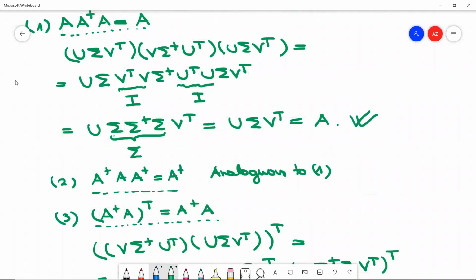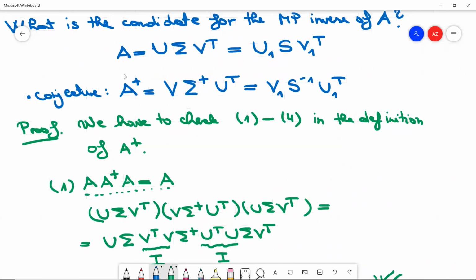So what we did here, in our conjecture, we checked that V sigma plus U transpose is really the Moore-Penrose inverse of A. But by the same calculation as above for A, the important part of this product is only this part, V1 S inverse U1 transpose. So we checked that this is the Moore-Penrose inverse, but a short calculation shows that only this part is important, V1 S inverse U1 transpose.